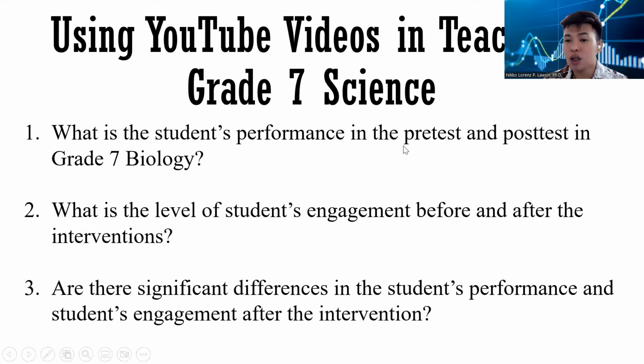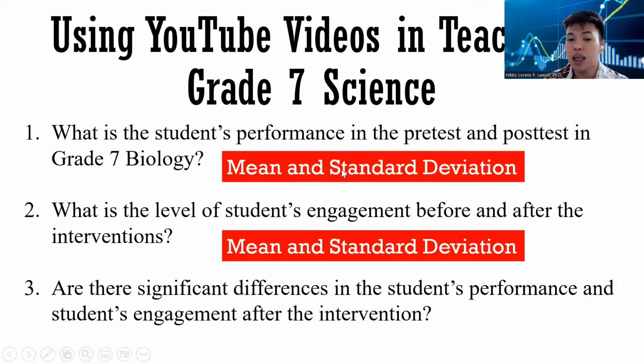So as you can see, the questions are arranged from descriptive questions up to the inferential statistics questions. The first question can be answered using mean and standard deviation, same as number two, mean and standard deviation. Since they are ratio data or interval ratio data, we can interpret the results using the mean and standard deviation.